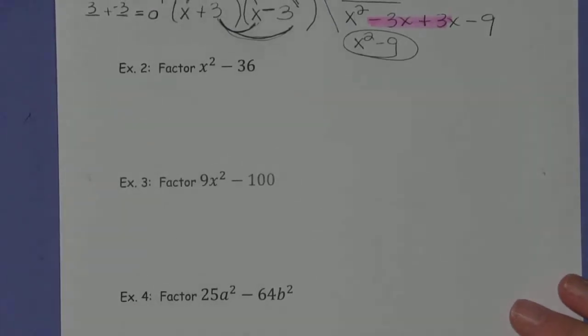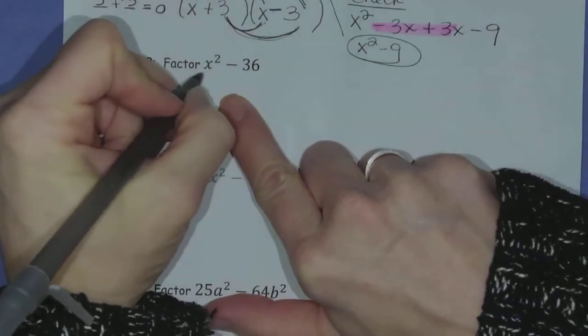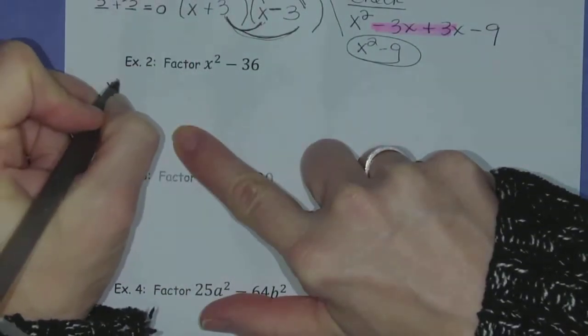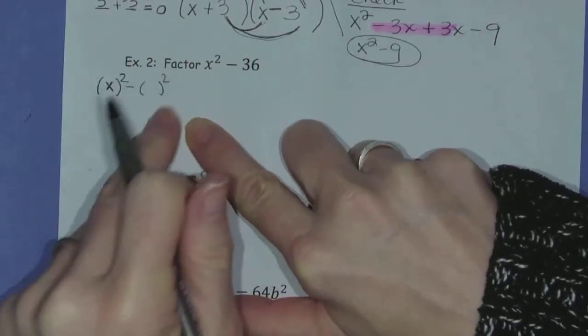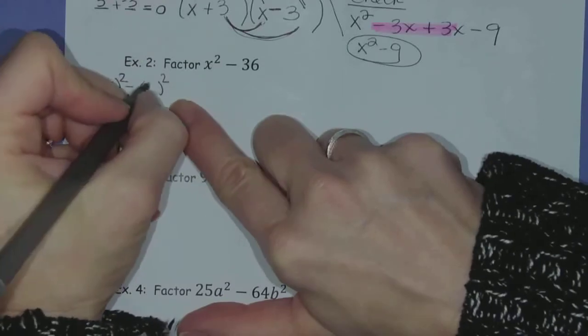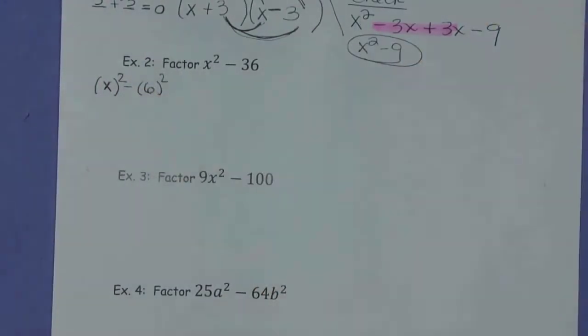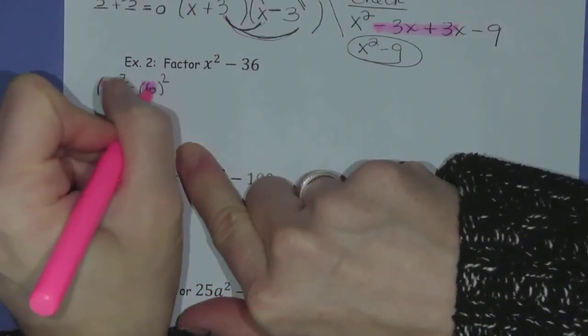Okay, let's take a look at the next example. Factor x squared minus 36. So again, you definitely see x to the second power minus, how could I rewrite 36 as a constant to the second power? Well, 36 is 6 to the second power. So there's my x squared minus 36. Here is my a, and here is my b.